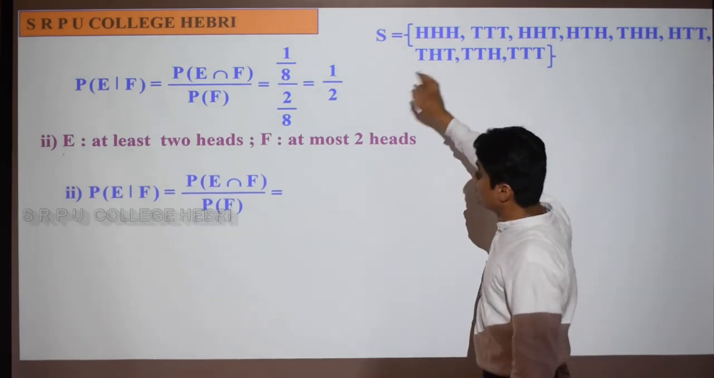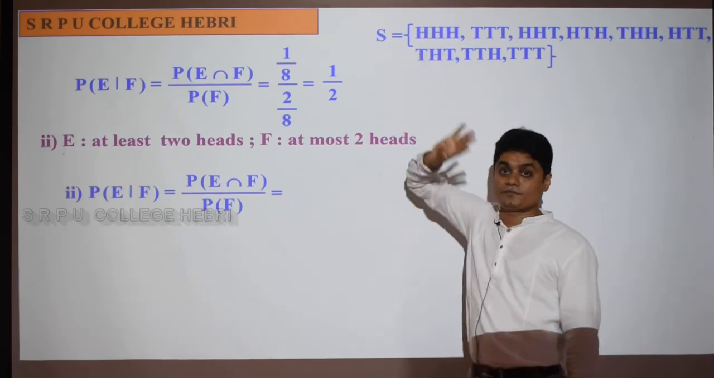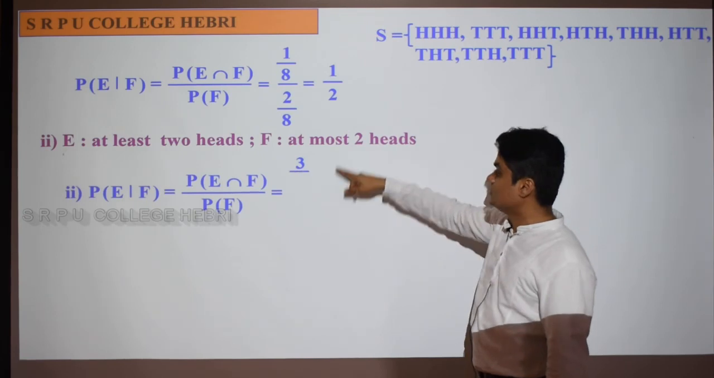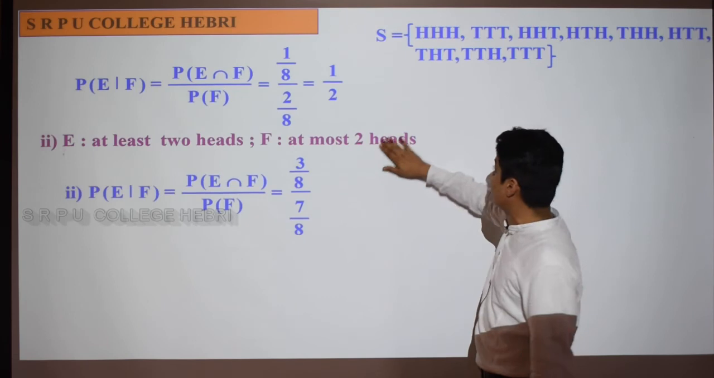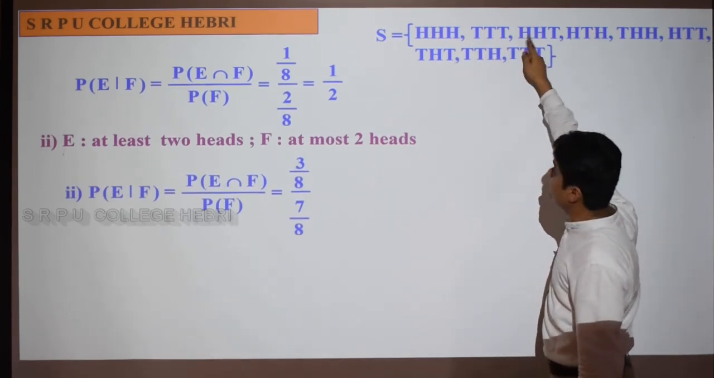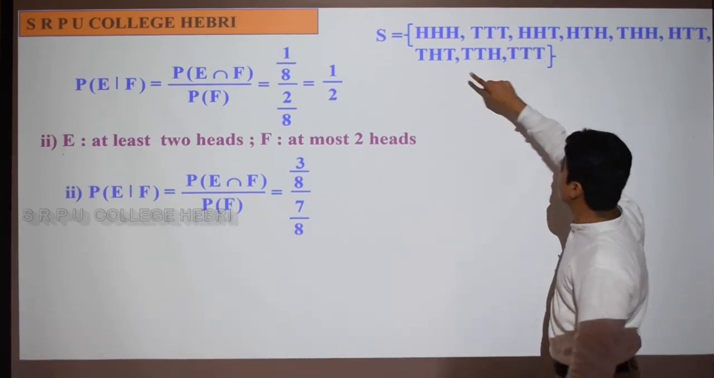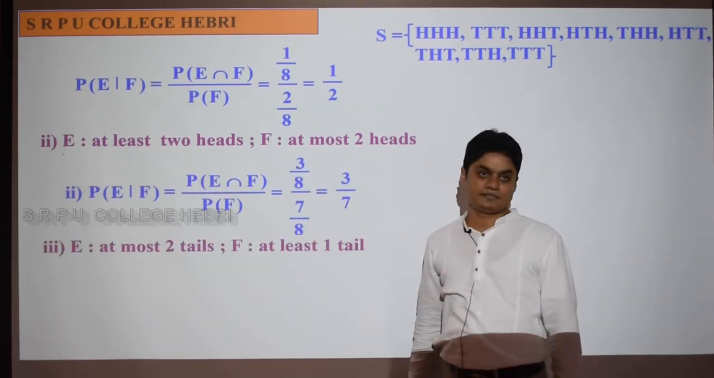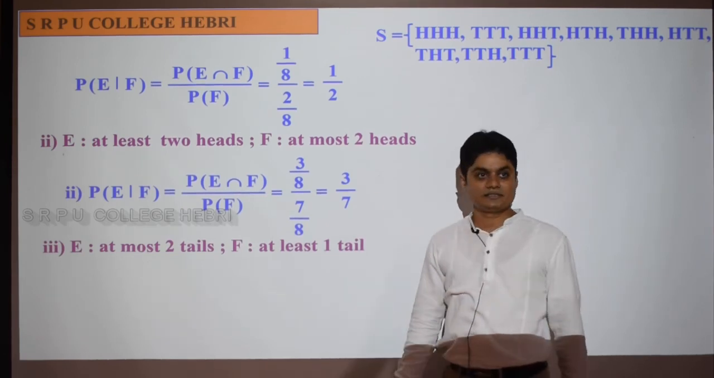So what is the intersection? At least two heads includes this, at most two heads does not include it. So out of four, one is not included, so the remaining is only 3. So 3 by the total outcomes, which is 8. Divided by P of at most two heads. At most two heads means 0 can come, 1 can come, 2 can come. Among them, 1, 2, 3, 4, 5, 6, 7. So 7 by 8, the 8 cancels. 3 by 7 is the answer. Understood? So the probability of E bar F is equal to 3 by 7.